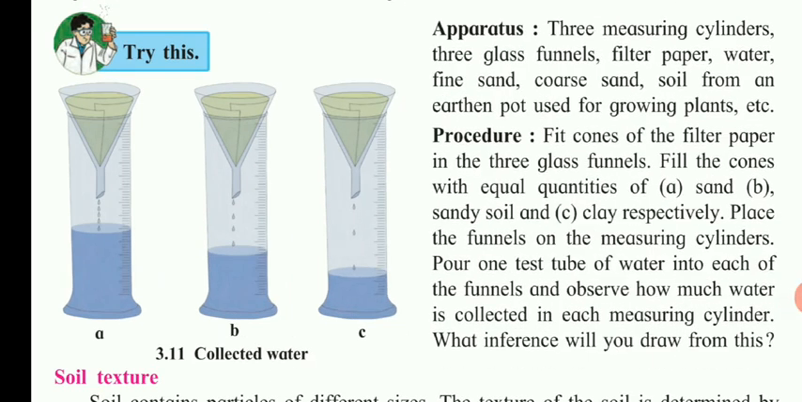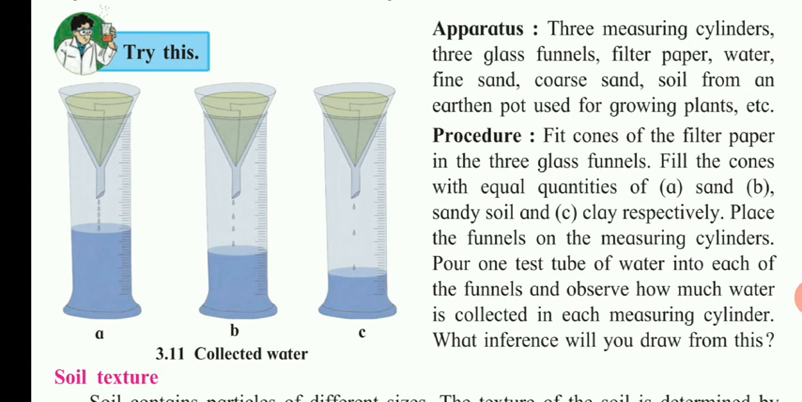Apparatus: 3 measuring cylinders, 3 glass plumes, filter paper, water, fine sand, coarse sand, soil from an earthen pot used for growing plants, etc. Procedure: Fit a cone of the filter paper in the 3 glass plumes. Fill the cones with equal quantities of sand, sandy soil, and clay respectively. Place the plume on the measuring cylinder. Pour 1 test tube of water in each of the plumes and observe how much water is collected in each measuring cylinder. What inference will you draw from this?